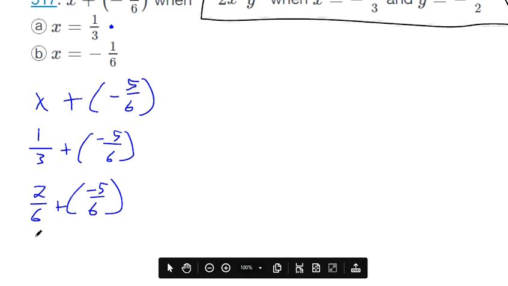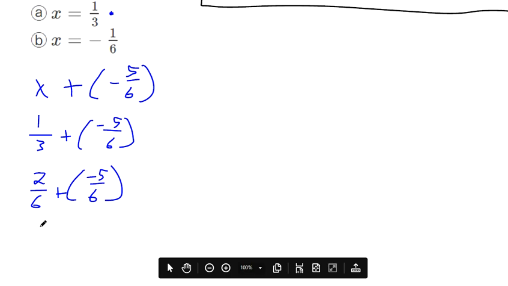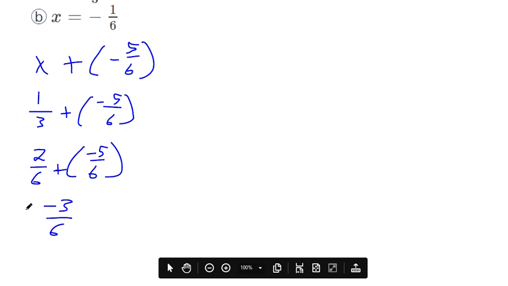And now 2/6 plus negative 5/6. 2 plus negative 5 makes negative 3 because you have $2 and you're adding $5 of debt. You're in the hole $3. And then simplify by dividing the top and the bottom by 3.